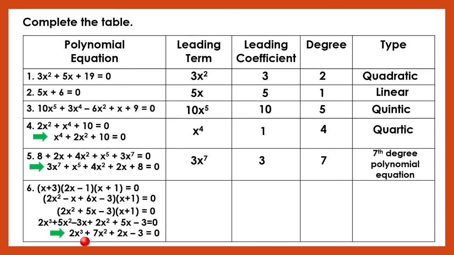What is the leading term? The leading term is 2x cubed. What is the leading coefficient? Yung numerical coefficient ng leading term, that is 2. And then, the degree, yung highest exponent, that is 3. And then, what type? Kapag 3 ang degree, that is cubic. Okay. So, ganun mag-identify ng leading term, leading coefficient, degree, and type.